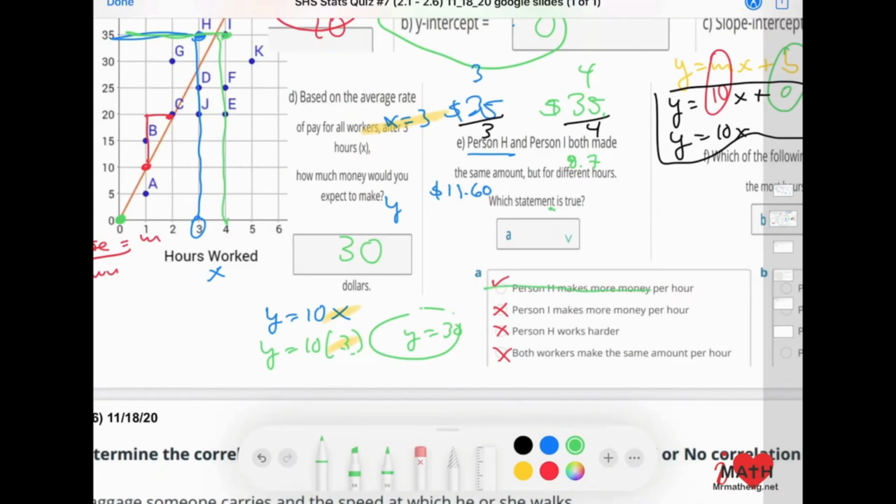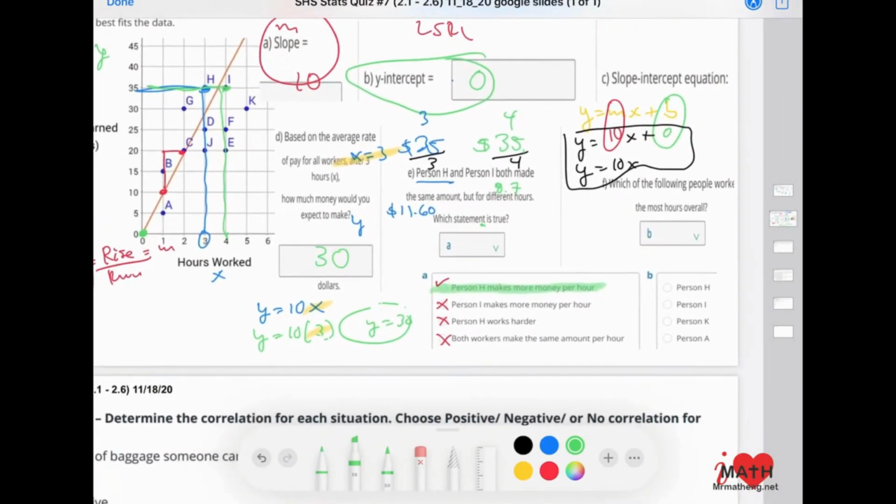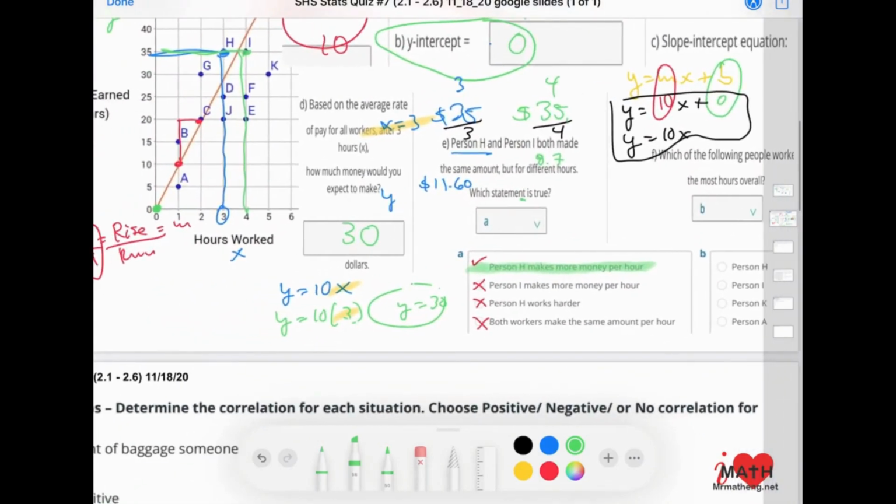This one, right? Whoops. That's supposed to be highlighted. F. Which of the following people worked the most hours overall? Okay, so then I'm just going to write down. Person H worked 3 hours, so I'm looking at the x-axis. Person I worked 4 hours. Person K worked 5 hours.